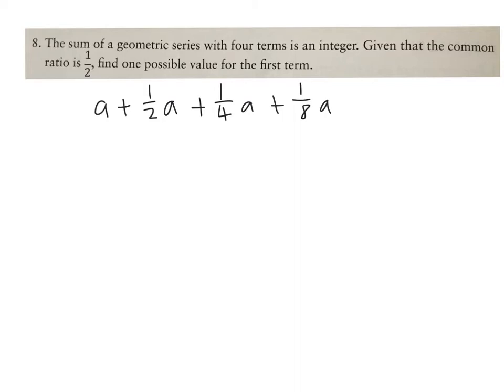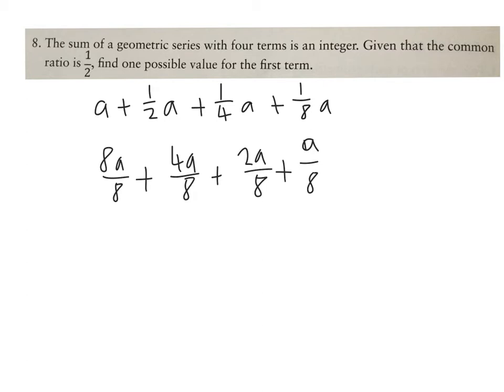Let's figure out what this is simplified first of all. So you'd have 8a over 8 plus 4a over 8 plus 2a over 8 plus 1a, or a over 8. In total that gives you 15a divided by 8. So this sum here has to be an integer, a whole number.